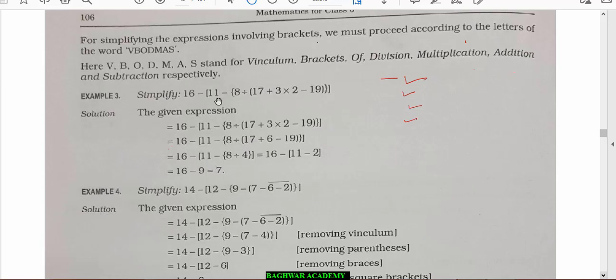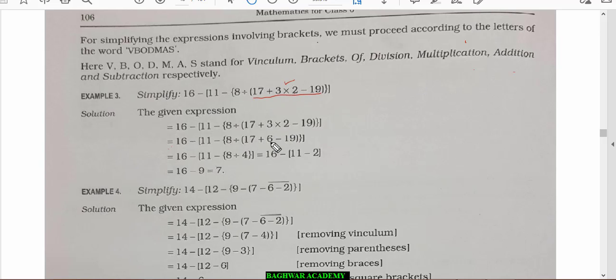Just see, as we have just studied, we need to start with the bar, the vinculum. But here the bar is not there. So we will start with the small bracket. This portion is required to be solved first. And under this also, BODMAS is required. Here we have addition, multiplication, and subtraction. So we need to do multiplication first. 3 into 2 is 6.